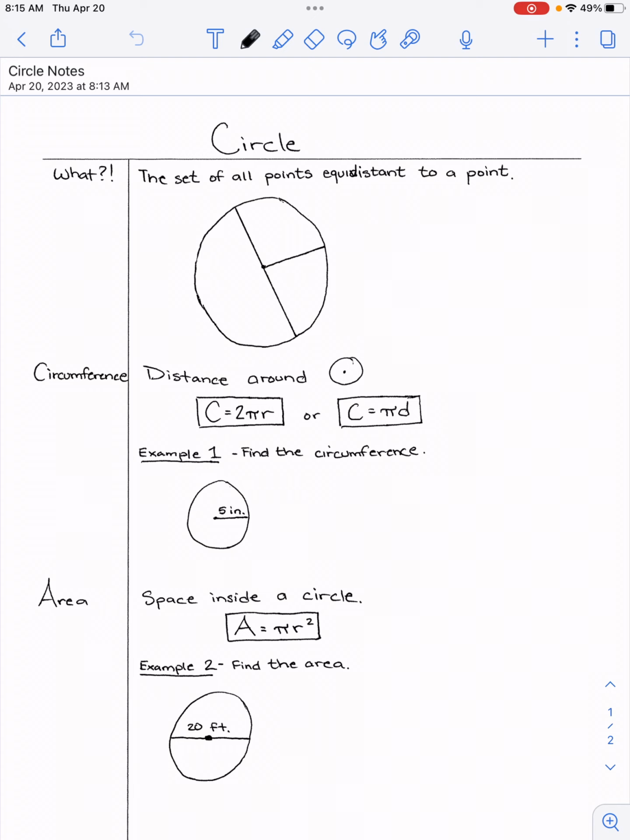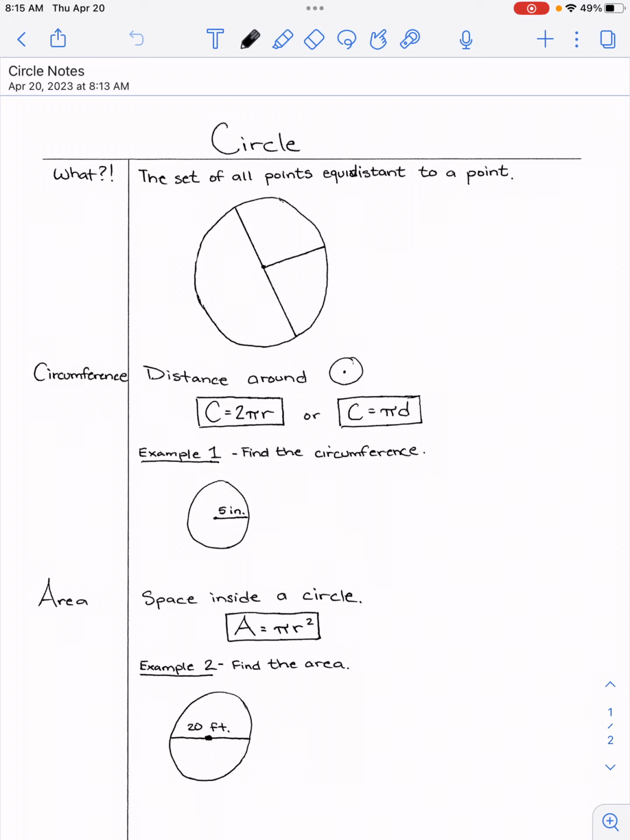And you may notice that for those objects, they all have some type of circle inside of them: a circle inside of a sphere, a circle in a cylinder, a circle in a cone. So we have to build up our background understanding of what a circle is and how to find different parts of a circle.